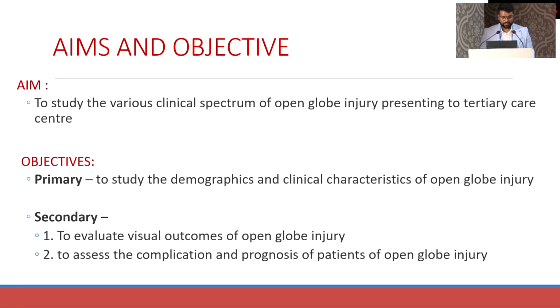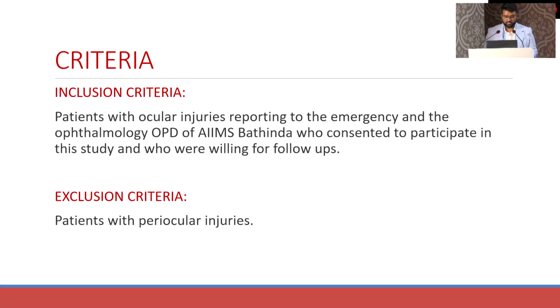So the aims of our study was to study the clinical spectrum of open globe injury presented to a tertiary care center, and the primary objective was to study demographics and the clinical characteristics of open globe injury, and our secondary objectives were to evaluate the visual outcomes of open globe injury and to assess the complication and prognosis of the patient. So we included all the patients of ocular injuries reporting to our emergency and the ophthalmology OPD who consented to participate in the study and who were willing for follow-ups. And we excluded the patients with the periocular injuries.